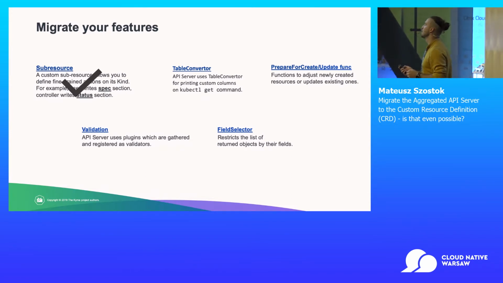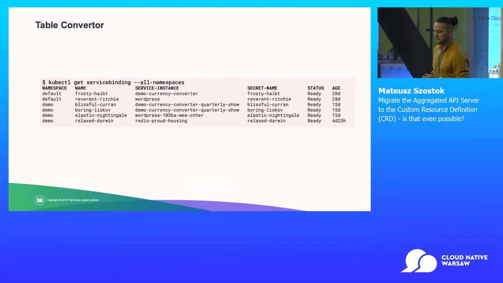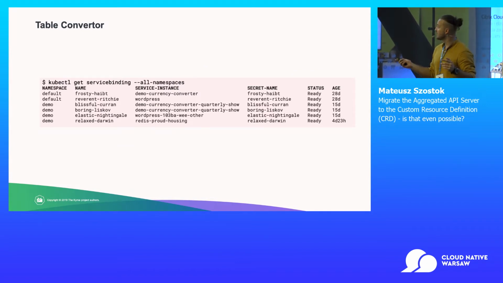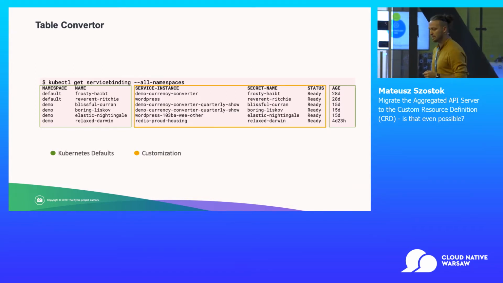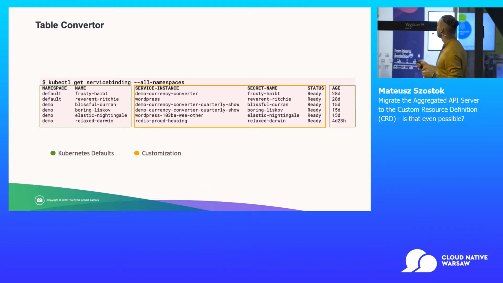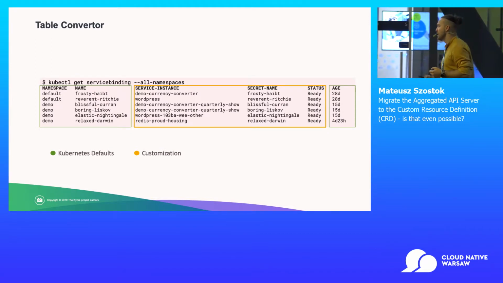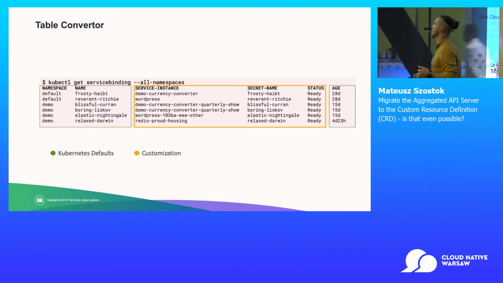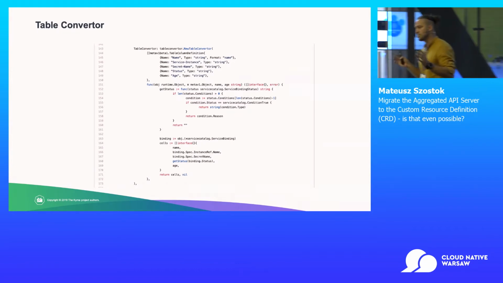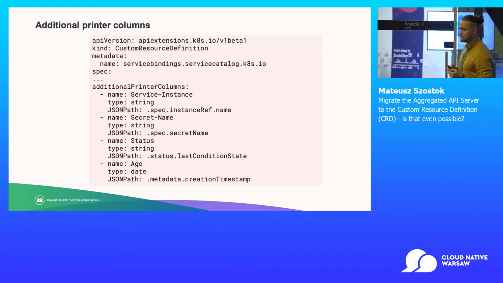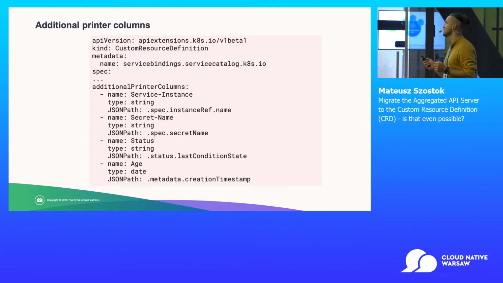Next one, I really like that one, is a table converter. When you are executing kubectl get, by default, you will get name, namespace, and age columns, nothing more. But you can customize that output. Thanks to that, you can have a better user experience. With API server, when you're defining storage, you are also defining a table converter. I need to say it's easy and simple, but with CRDs, it's also easy and simple.